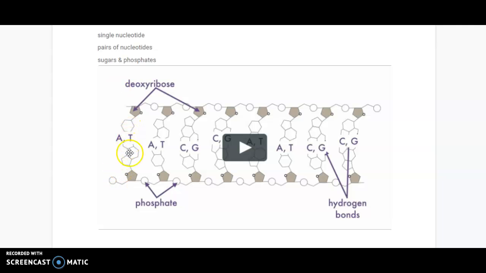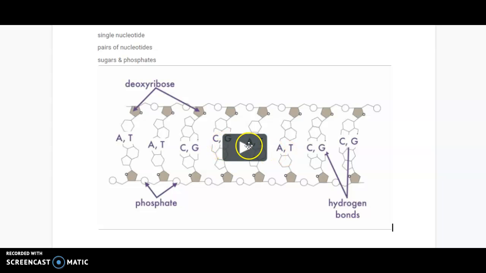So here in the middle, these are the rungs. Let's turn it sideways this time. These are the rungs of the ladder. They've got an A bonded with a T, and an A bonded with a T, and a G bonded with a C, and a G bonded with a C, and so on through here. And these are our nitrogenous bases, and they are held together by hydrogen bonds along the middle there.